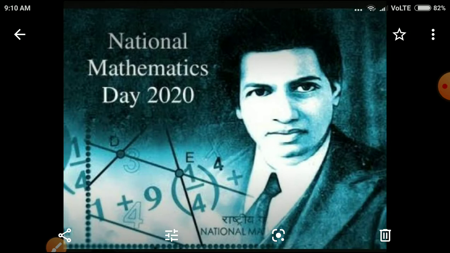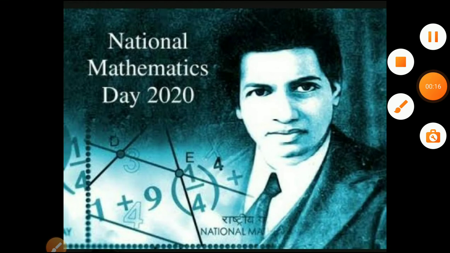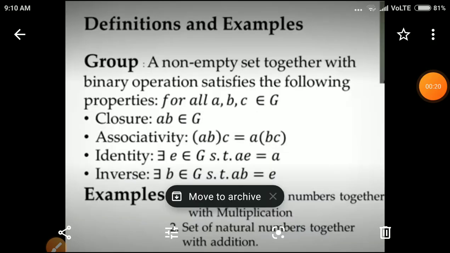Today, I would like to give some examples of the beauty of maths and music. Let me start with a small definition of a group. Everybody knows that a non-empty set together with a binary operation satisfies the following properties. For all a, b, c in G, the closure property: ab is a member of G. Associative property: (ab)c equals a(bc). Identity: there exists e belonging to G such that ae is equal to a. And inverse: there exists b belonging to G such that ab is equal to e.